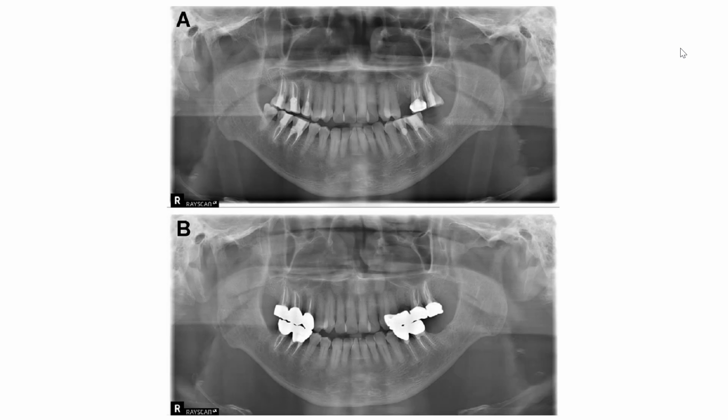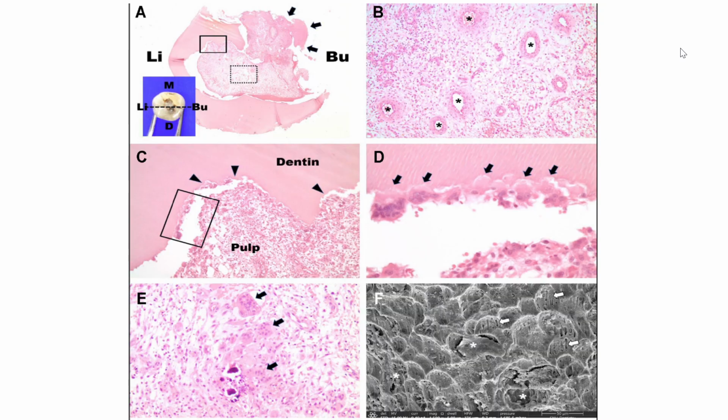The root canal treatment of molars was carried out over 2 visits with calcium hydroxide dressing in between, while premolars were finished in a single visit. All the 8 teeth were restored with crowns. An extracted third molar with internal resorption was submitted for histological analysis.